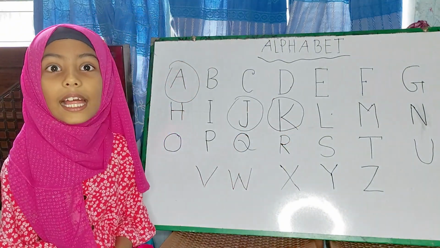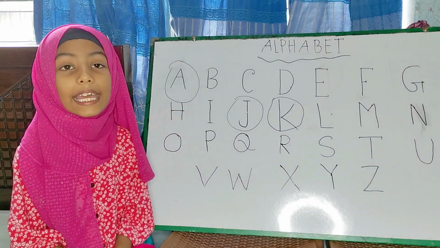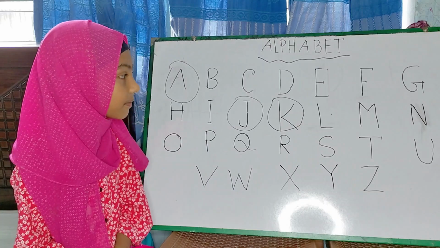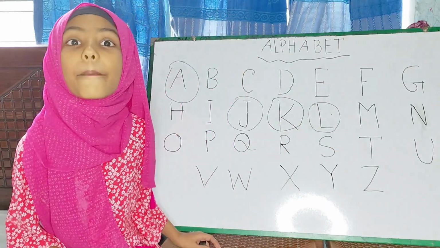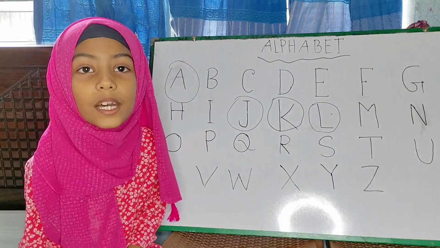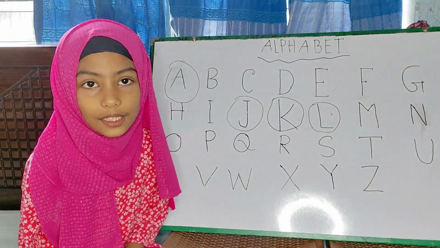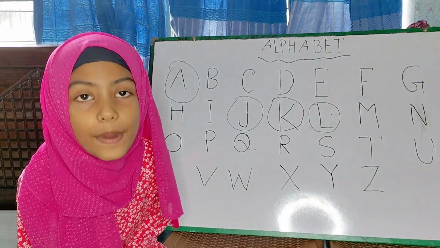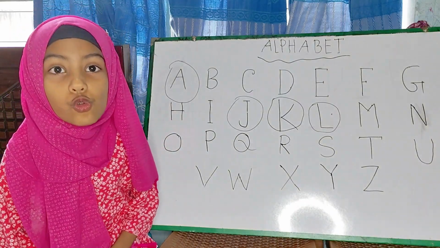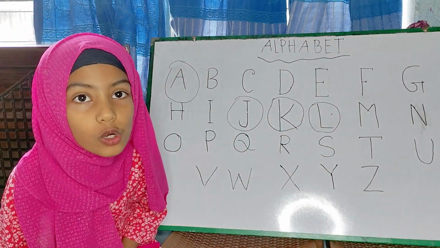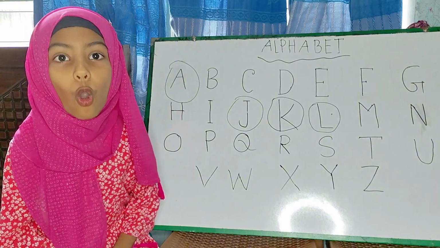This is L, not L. L. This is M. M. Two lips together. M. N. This is O. Not O. O.